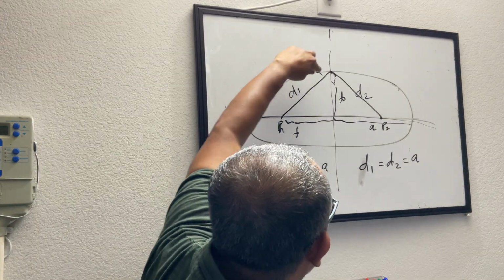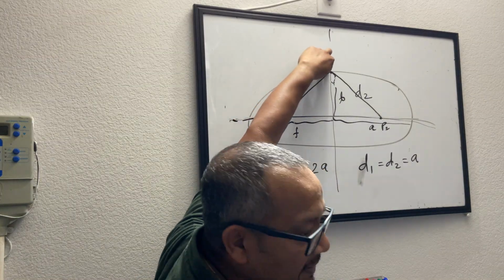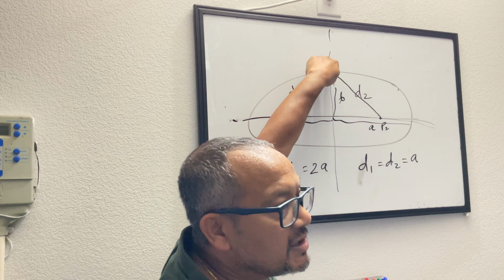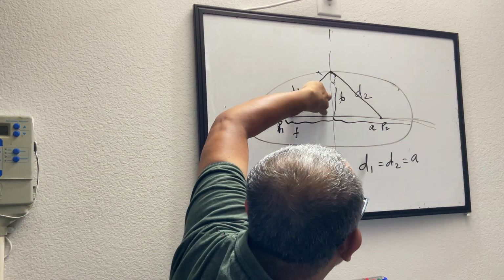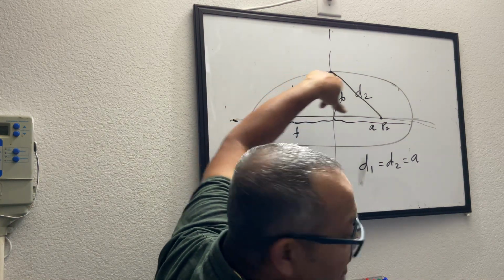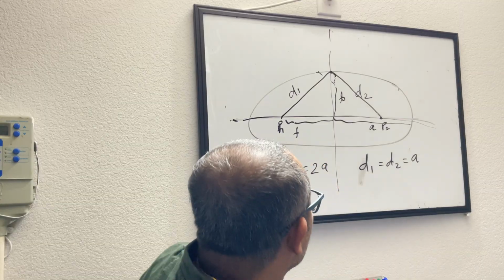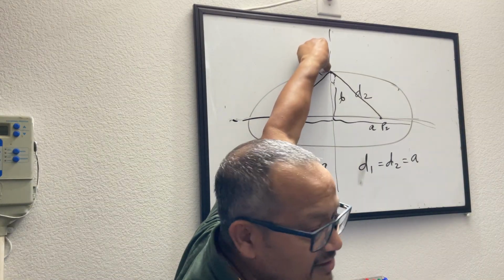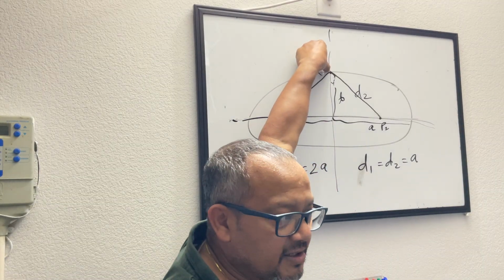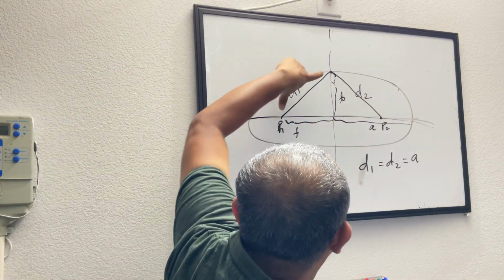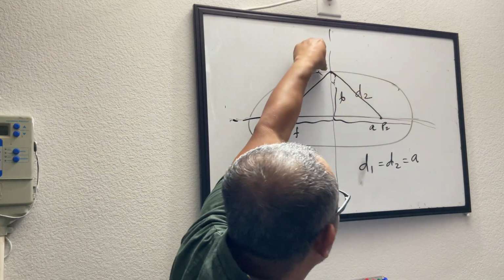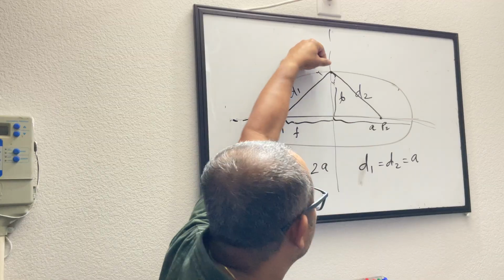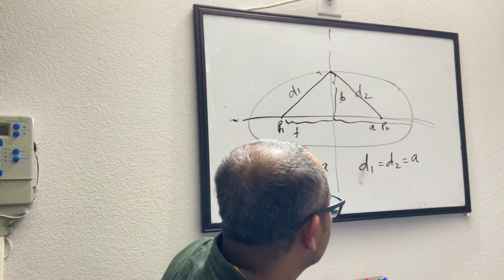So now I have picked up this point, okay? My goal is to find out the relationship between this focal length and the minor and major radius, okay? That's what we are trying to do. So I picked up this point here, which is right along the minor axis. So this distance and this will be the same because I have picked up a symmetric point. So D1 will be equal to D2 will be equal to A.